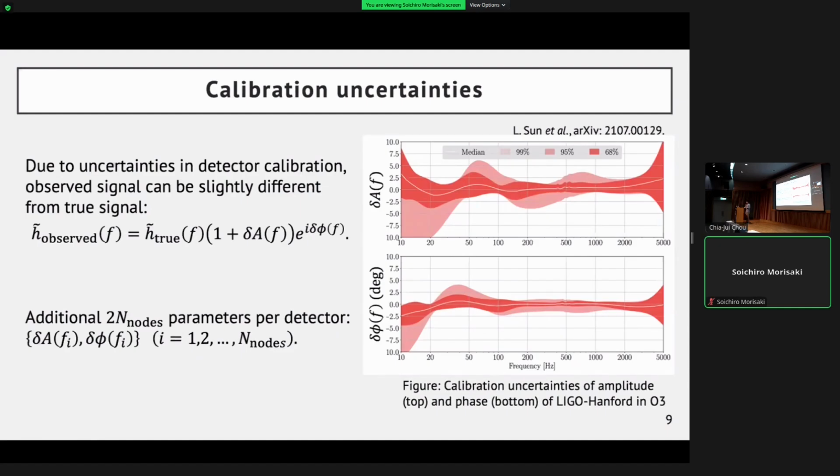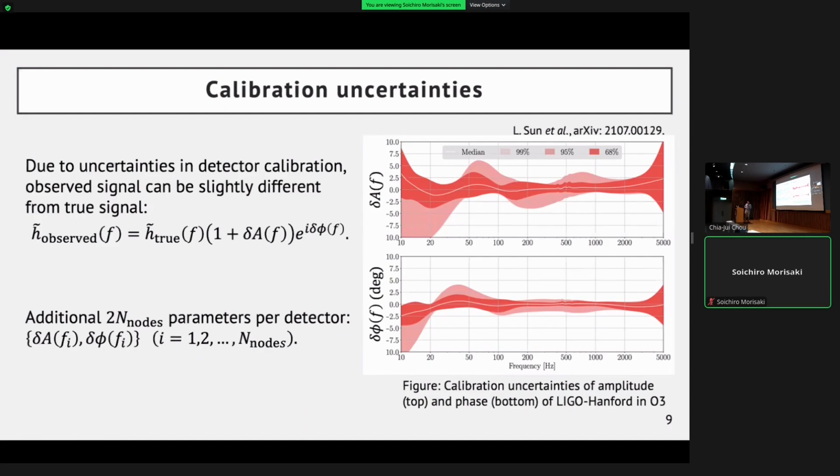In addition to those parameters, in collaboration analysis, we also consider additional sets of parameters that quantify the uncertainties in detector calibration. Detector calibration is the process of converting interferometer outputs into gravitational wave strain, and it is known that there are small uncertainties in the calibration step. The right figure shows the estimated calibration uncertainties in amplitude and phase of the LIGO Hanford detector during O3. You can see that we have amplitude errors on the order of 1% and phase errors on the order of 1 degree. The actual observed, reconstructed gravitational wave strain can be modeled as the true gravitational strain multiplied by 1 plus the amplitude error times the phase error factor.